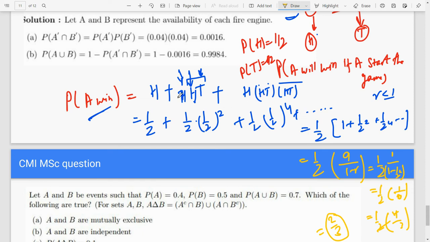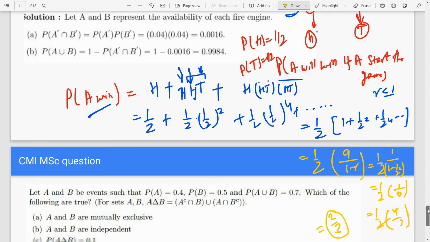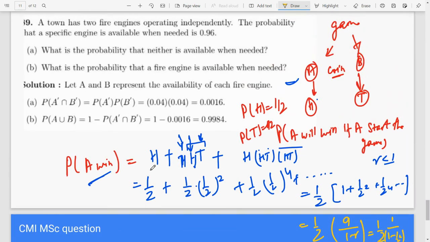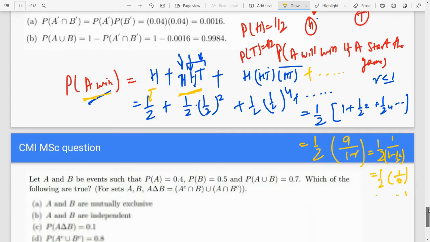The simple thing is that when A starts the game, if A wins in the first chance, then it's done. But it may happen that A does not win the first chance, and we are finding the probability that A wins. So B has to lose in the second chance, and then A again has to throw heads so that he can win. If that doesn't happen, say A loses again, then B will have to lose again, and then A will win, and this continues forever. So we can calculate this probability in a single expression, and we get the probability 2/3.